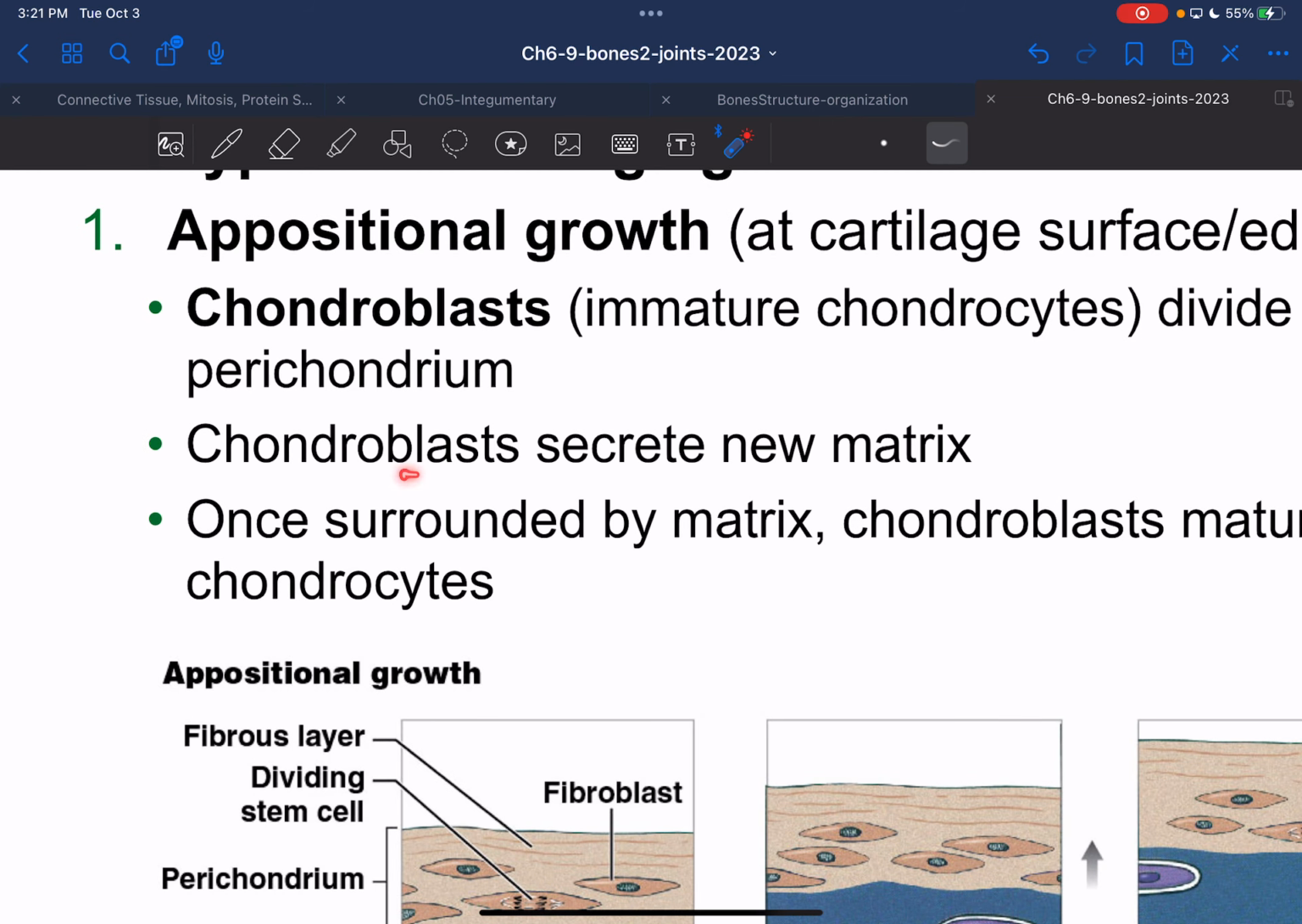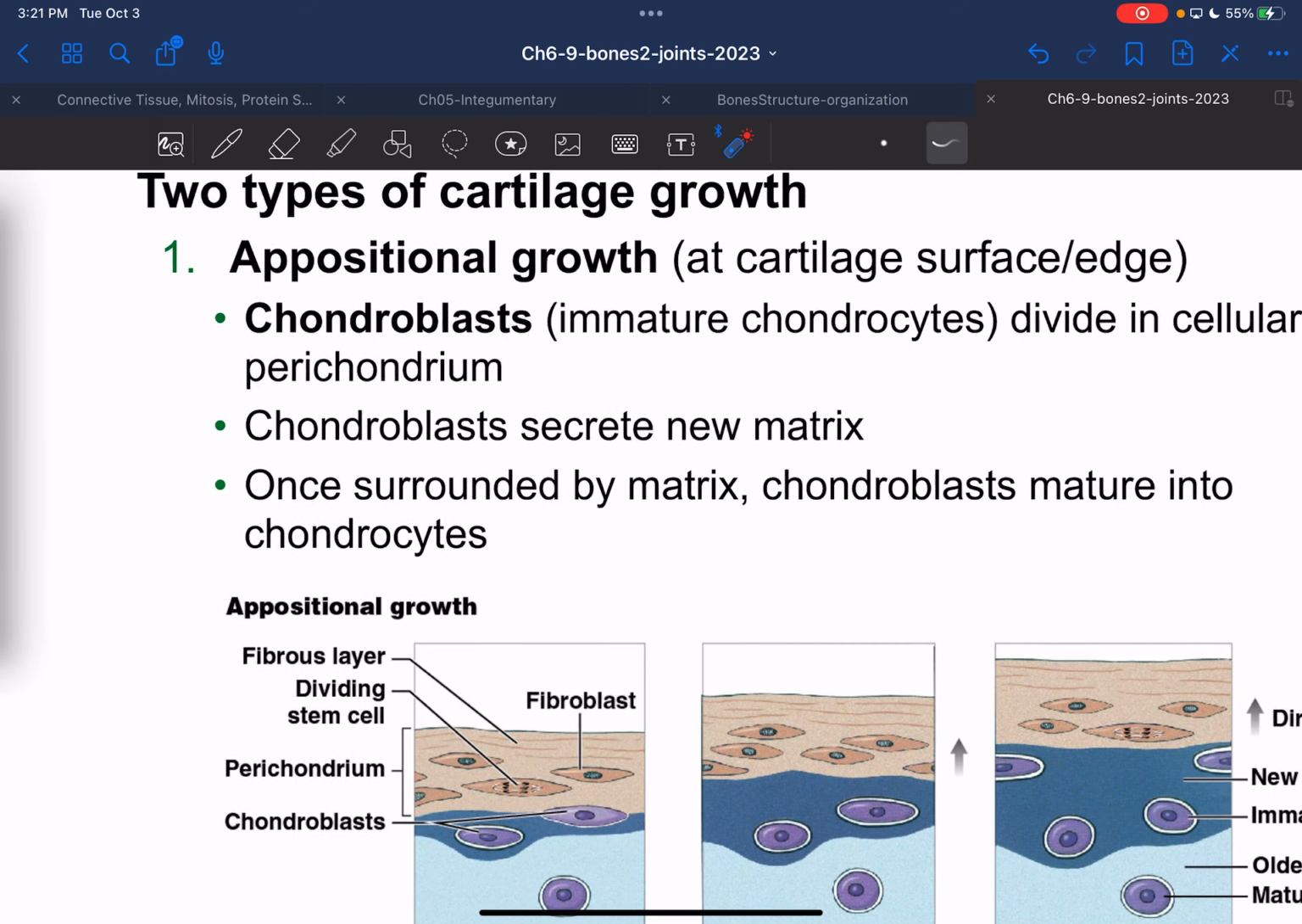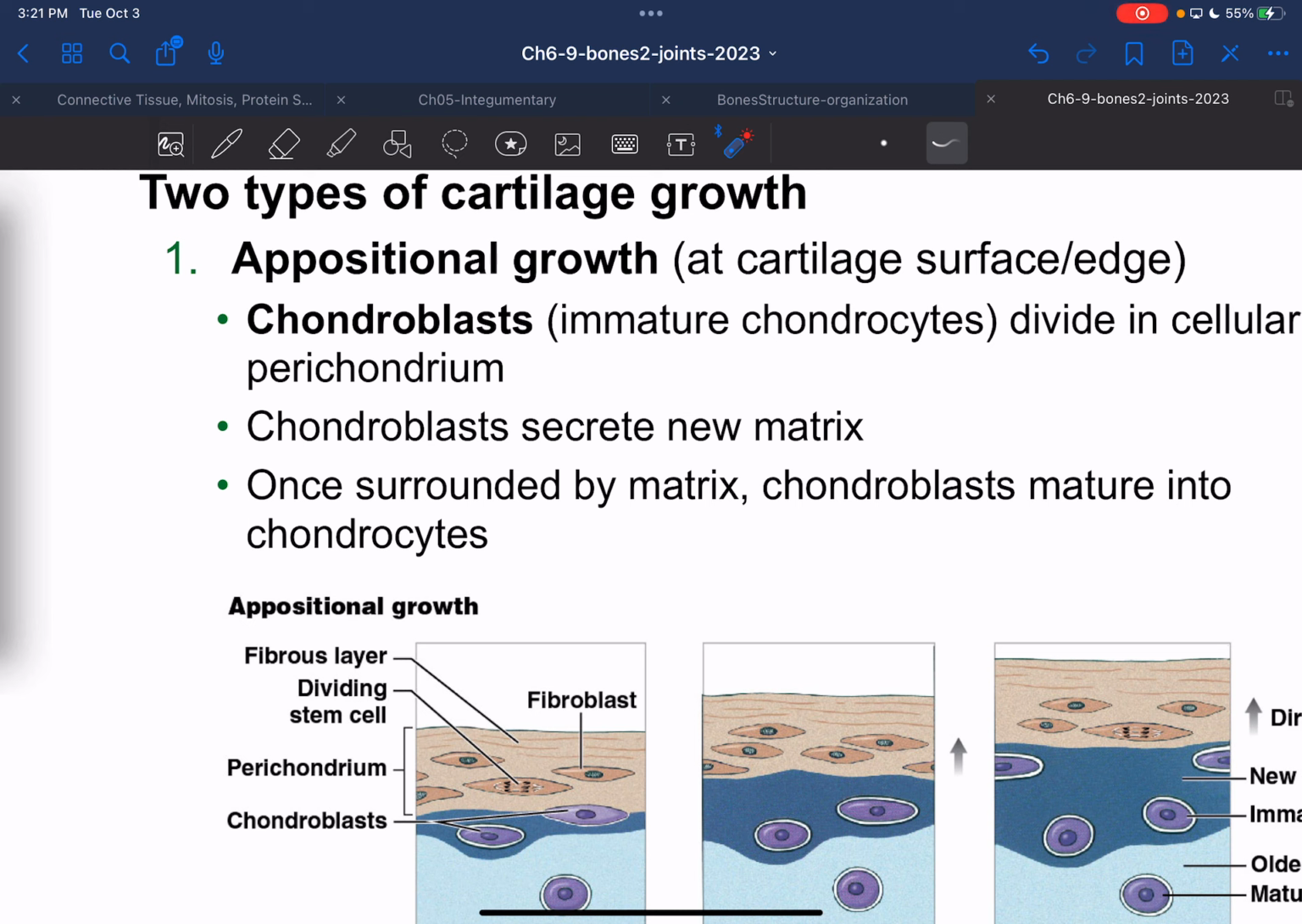Remember, blast means to build new whatever it is. If it's osteoblast, they build a bony matrix, a bony area around them. I think I might have said the opposite right now. Chondroblasts build a cartilage matrix around them. Osteoblasts build a bony matrix around them. And again, the difference with a bony matrix is that it's calcified, right? It has calcium and collagen. That's a big difference between the two.